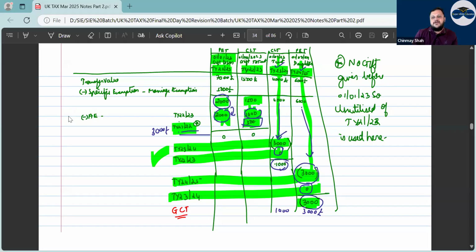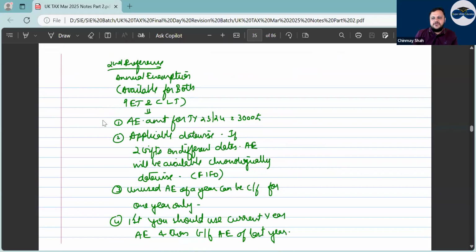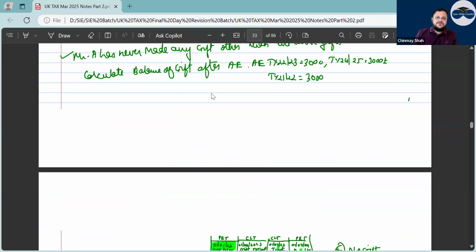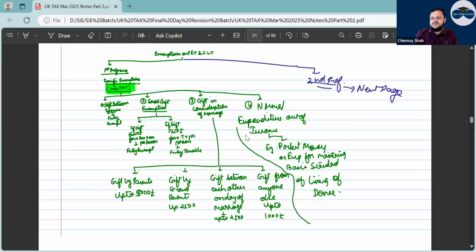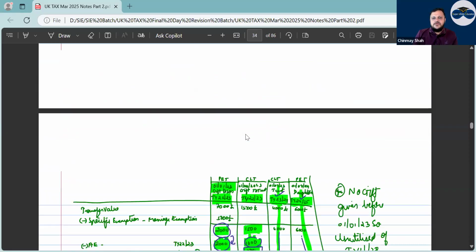After that, you have something called the annual exemption. Have a look at what the annual exemption is. First preference goes to specific exemption. So always ask yourself, when there is an individual to individual gift, generally specific exemptions will apply. If there is a specific exemption that applies, then apply that first. Then whatever is remaining, apply the second preference, the annual exemption. For both PETs and CLTs it is available. But specific exemption is generally only available to PETs. CLTs means a gift given to a trust.